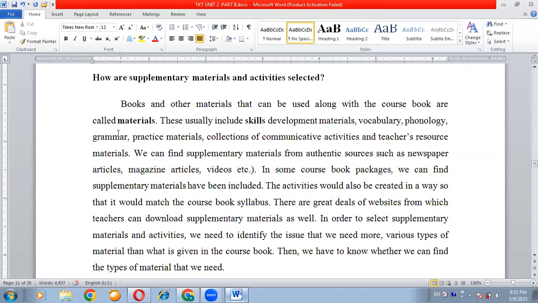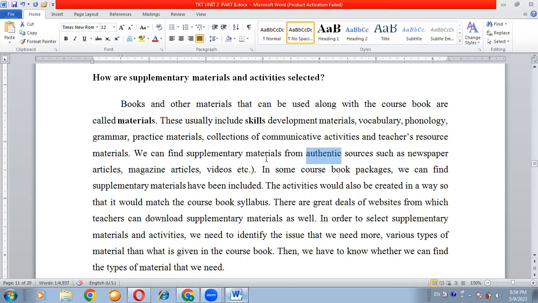We can find supplementary materials from authentic sources such as newspaper articles, magazines, videos. What does it mean? Authentic means, what does this word mean? That means real. They are not the things that someone has made to make the language easier. They are the real materials. It can be newspaper articles, a magazine, a video, it can be news or a cricket match or anything like that. Those are the real materials.